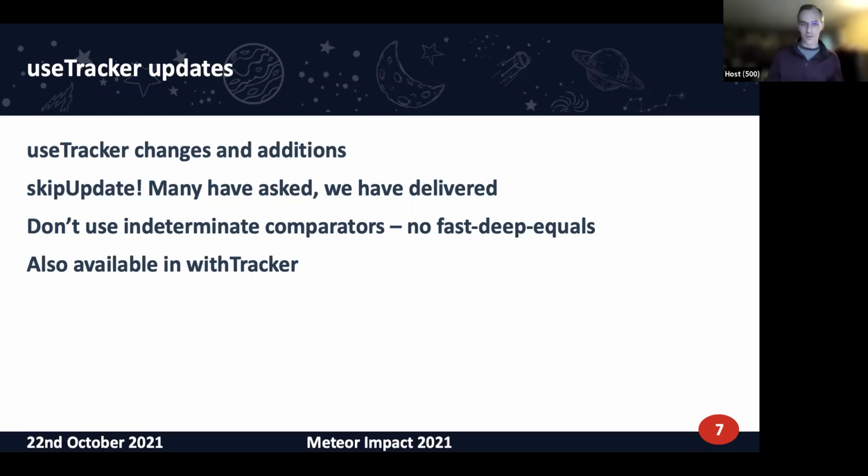And these are all currently available on, I always get this backwards, React Meteor Data 2.4 beta 1, I think is the version number we went with.